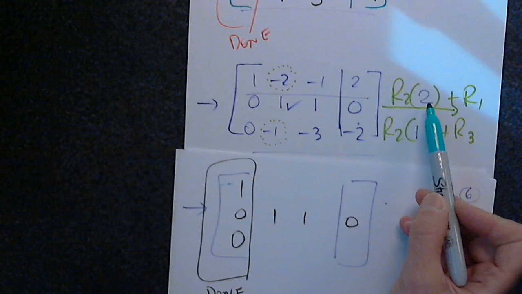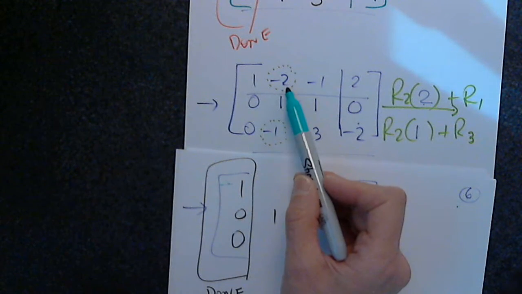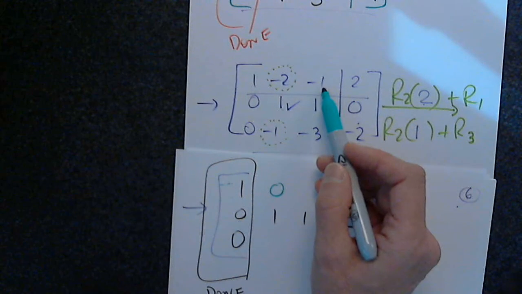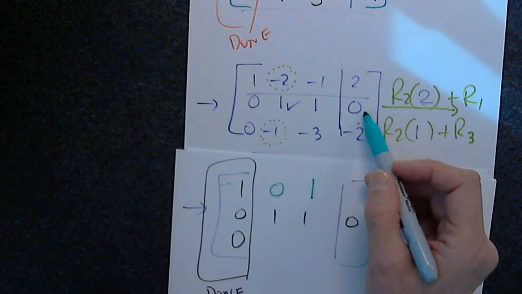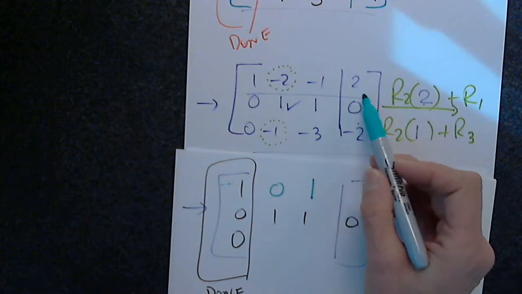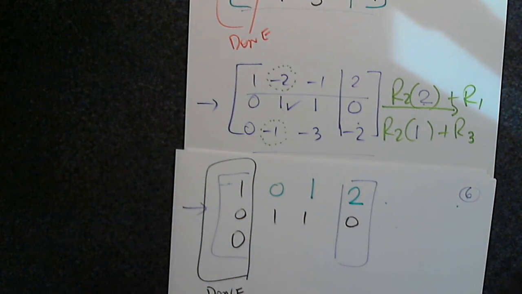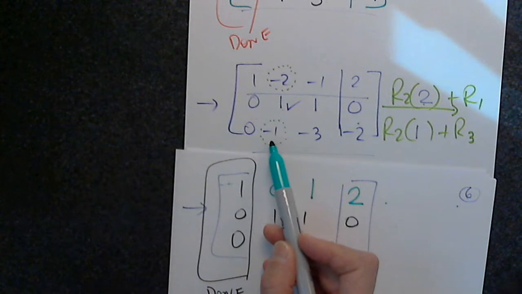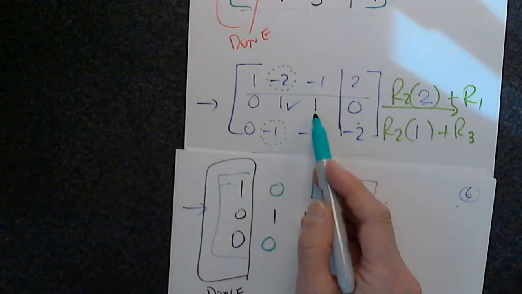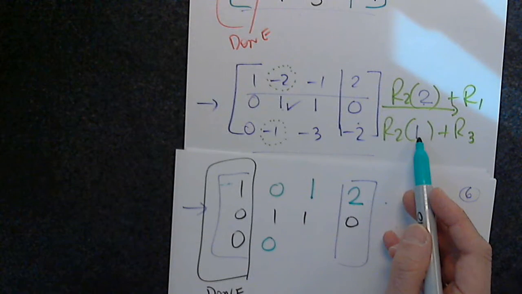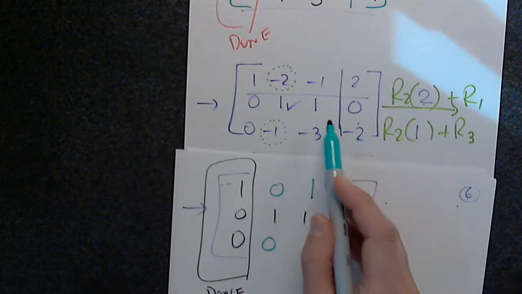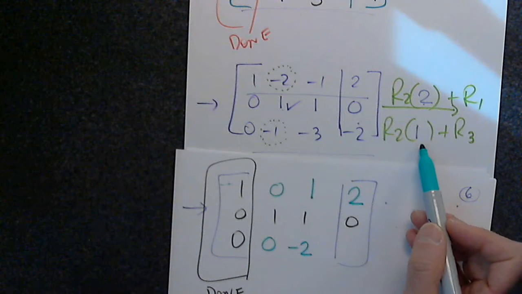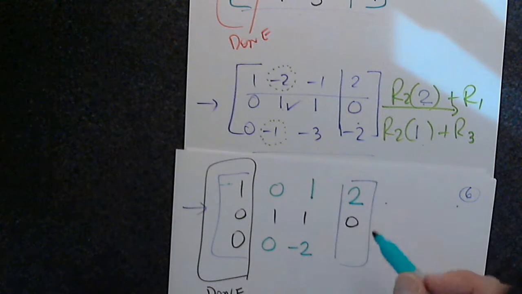1 times 2 minus 2. 1 times 2 minus 1. Excellent. 0 times 2 is 0, plus 2. Excellent. Well done. 1 times 1 minus 1. Excellent. 1 times 1 is 1, minus 3. Very good. 0 times 1 is 0. Perfect. Minus 2. Excellent.